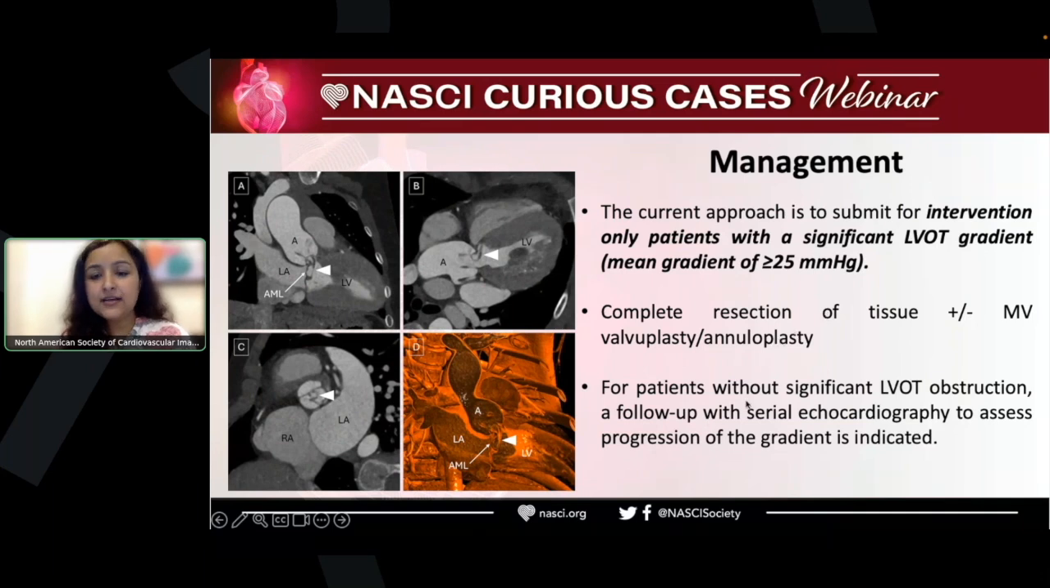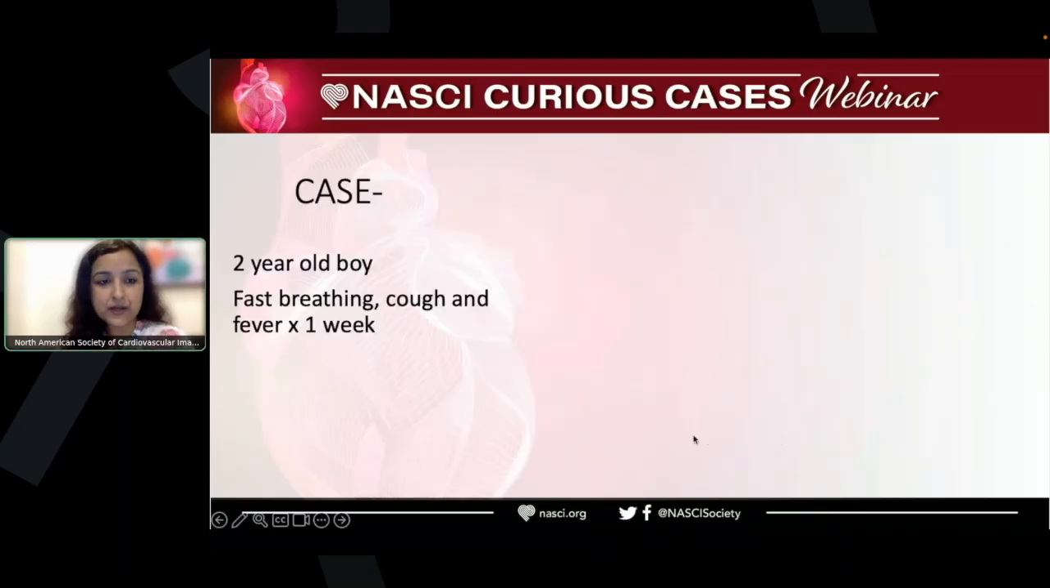Patients without significant left ventricular outflow tract obstruction can be followed up with serial echocardiograms to assess for progression of the gradient. If the gradient goes into the obstructive range, then the patient can be prescribed surgery. So this patient was also prescribed surgery.